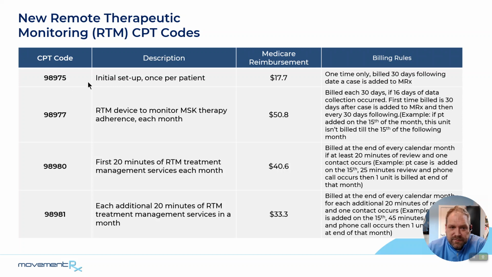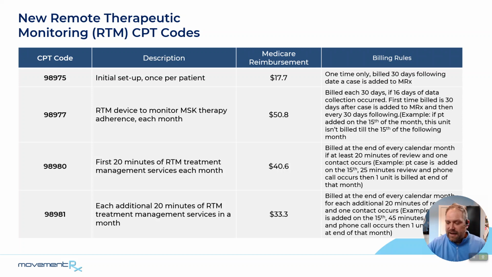98975, sorry, in the first row. This is an initial setup. So you've already selected your software device, right? You have the HEP platform, it's digital, it has RTM, it's FDA approved for RTM usage. It's not hardware, remember, it's software, so it's in an app or a web browser. When you set the patient up and educate them on how to use it, you enter their name, email, phone number, you've added them to the system, they have access, and you show them the first video or homework assignment you're giving them. That then triggers the start of this code.